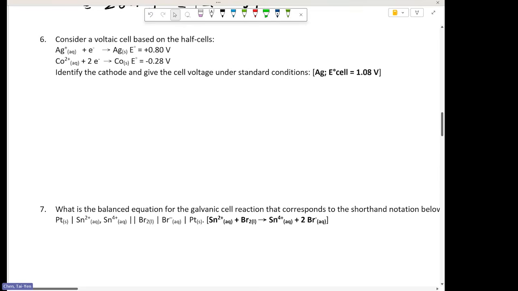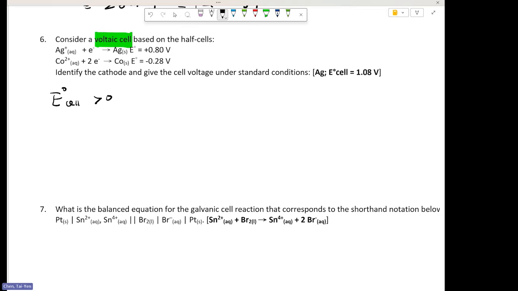Consider a Voltaic cell based on the half reactions. Identify the cathode and give the cell voltage under standard conditions. Okay, what's the keyword here? Yes, Voltaic cell. Voltaic cell is equivalent to the galvanic cell, right? So what it means is your E naught cell has to be positive, right?